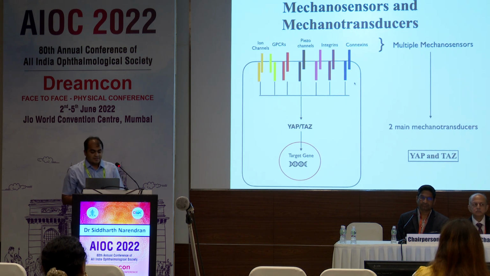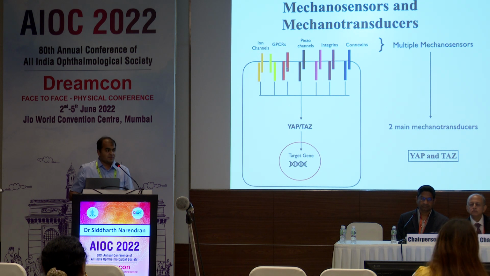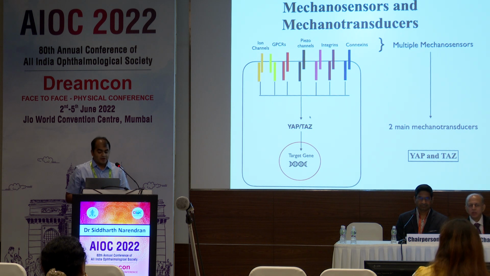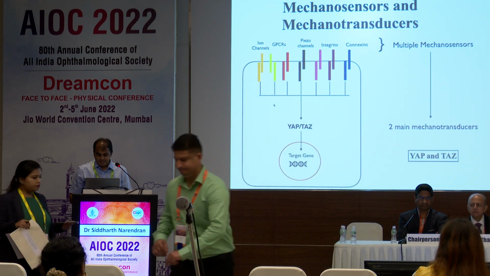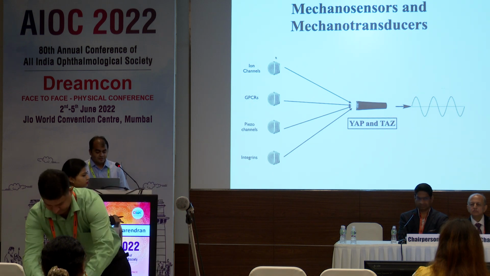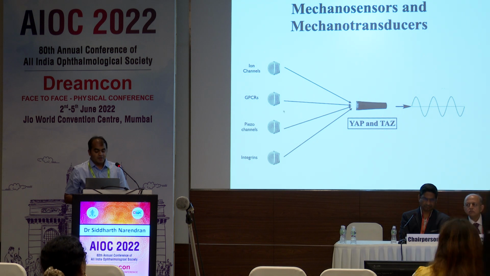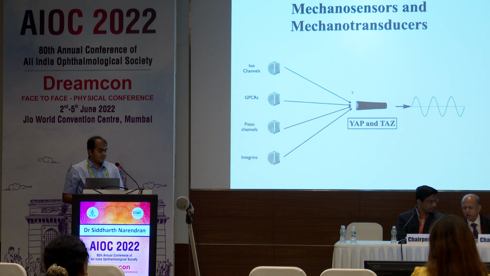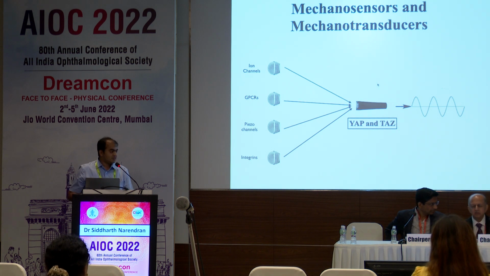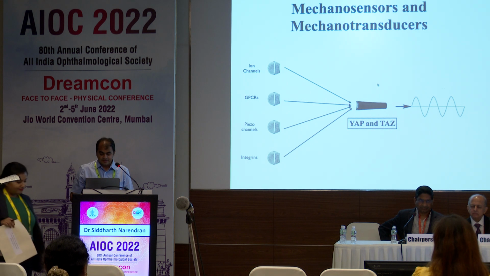The mechanosensors are multiple, belonging to several families of transmembrane proteins. However, they all converge on two main mechanotransducers called YAP and TAZ. Crudely, this is how it looks. There are multiple mechanosensors which react to multiple stimuli. However, they all converge on two main mechanotransducers, YAP and TAZ, irrespective of the stimuli or the sensor. So we thought that this would be a good starting point for our study.